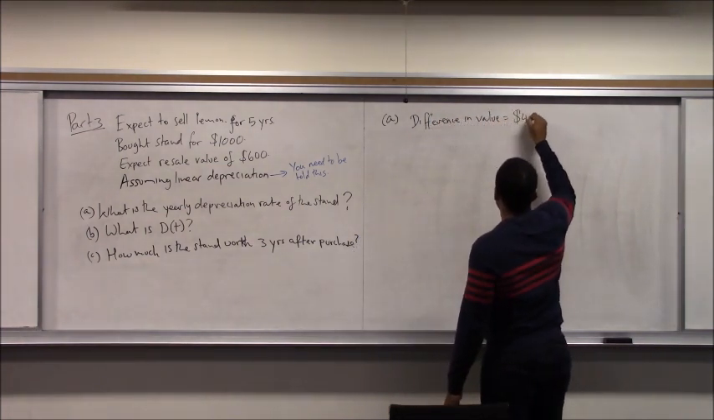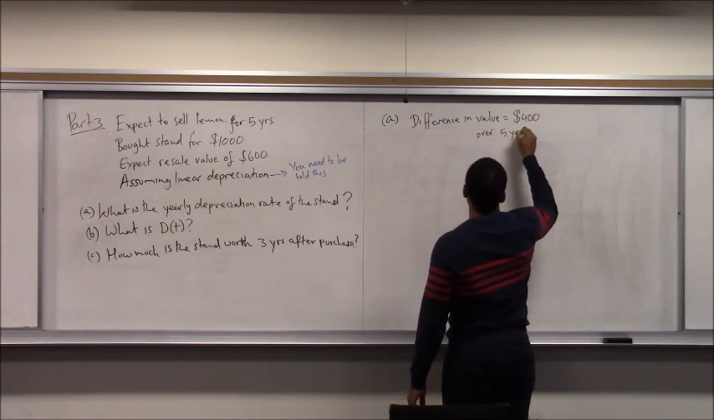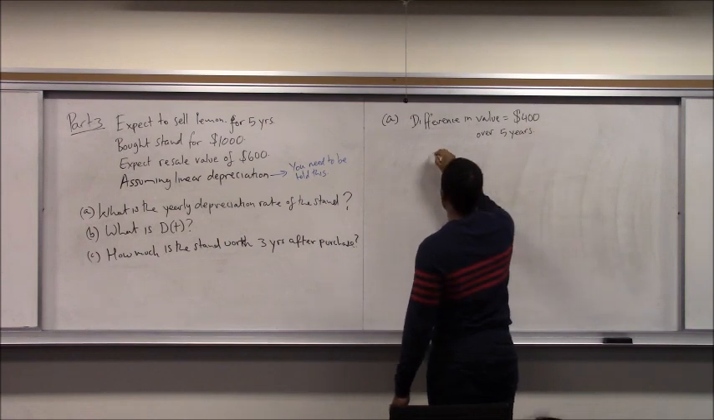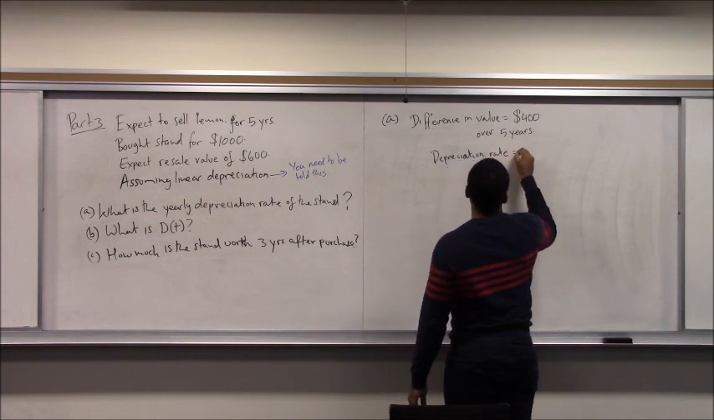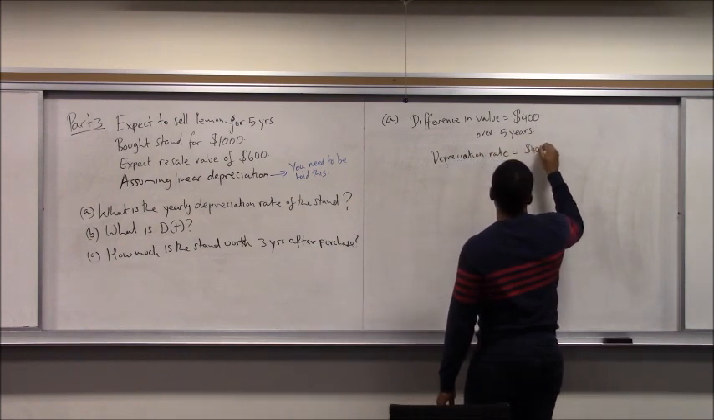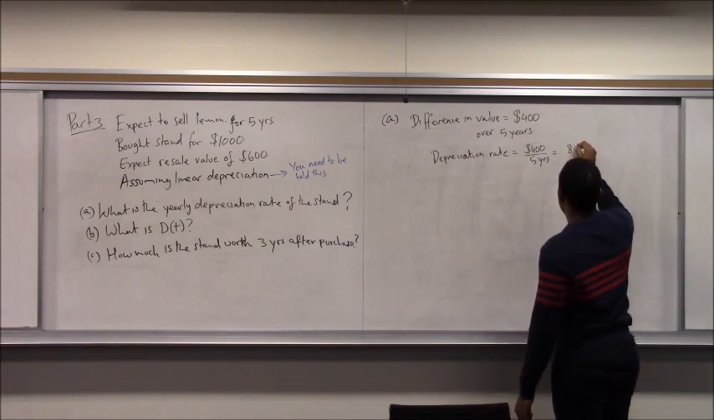It would be 400, and this is happening over 5 years. So the depreciation rate is just 400 over 5 years. So this gives you $80 per year.